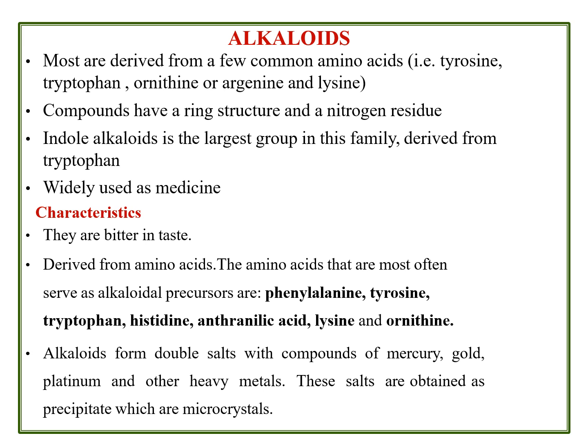So these are the important characteristics: bitter in taste, derived from amino acids. The amino acids that most often serve as alkaloid precursors are phenylalanine, tyrosine, tryptophan, histidine, anthranilic acid, lysine, and ornithine. So very important amino acids or amino acid derivatives. Alkaloids form double salts with compounds of mercury, gold, platinum, and other heavy metals. These salts are obtained as a precipitate, which are microcrystals. So also very important.